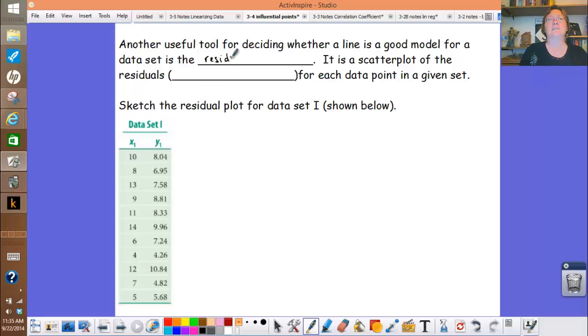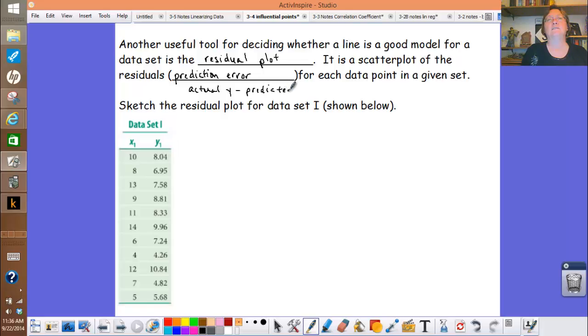We've used the word residual before. A residual is the amount of prediction error for a given point. And you'll recall that we found that prediction error by doing actual y minus predicted y.